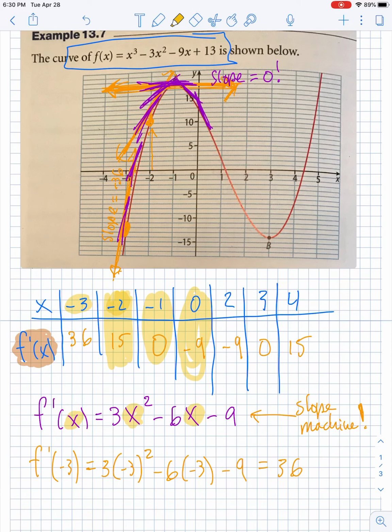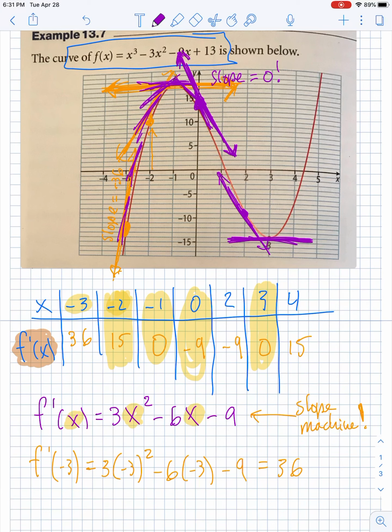Look, 0 gives us a -9, which means at this spot right here, 0 on the curve, if I were to draw a tangent line through that, that looks like it has a slope of -9. Cool. Then at 2, that also has a slope of -9. That's because your tangent would actually be on the other side of the curve at that point. It'd be like this. So these two guys are actually parallel, which is interesting. Then at 3, you get another 0. That's because you would have a horizontal tangent right there.